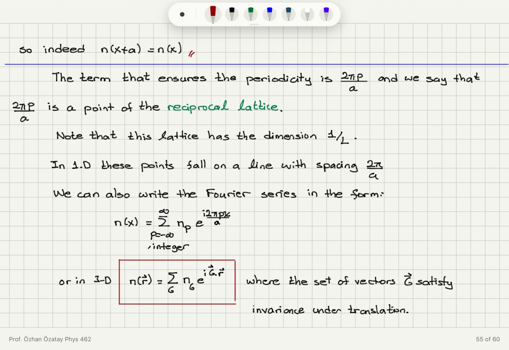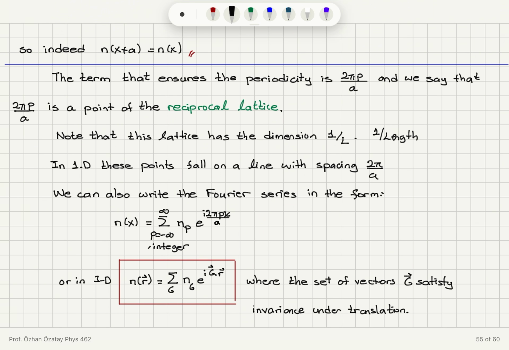And then I would have the dimension 1 over length. So L is length here, so this is 1 over length. Therefore I see that this is a reciprocal lattice. And in one dimension, these points will fall on a line with spacing 2 pi over a. So it will be 2 pi over a, 4 pi over a, etc., for p equals 1, p equals 2, etc.